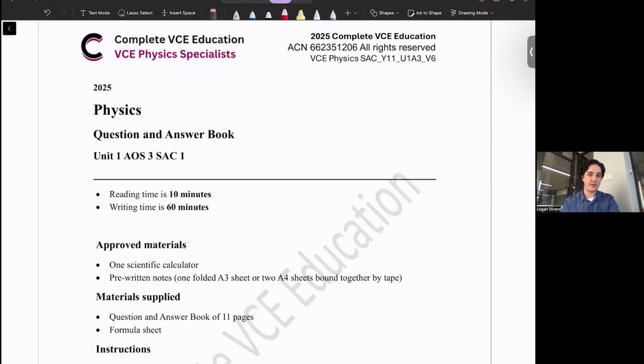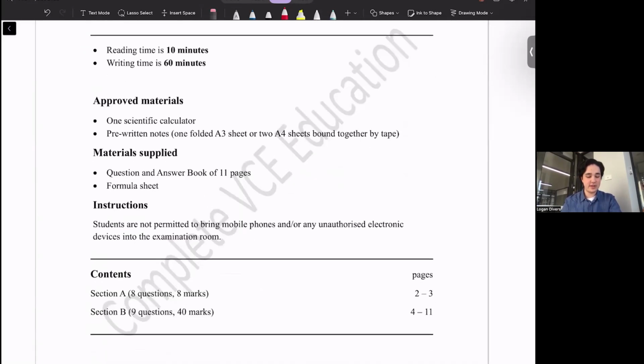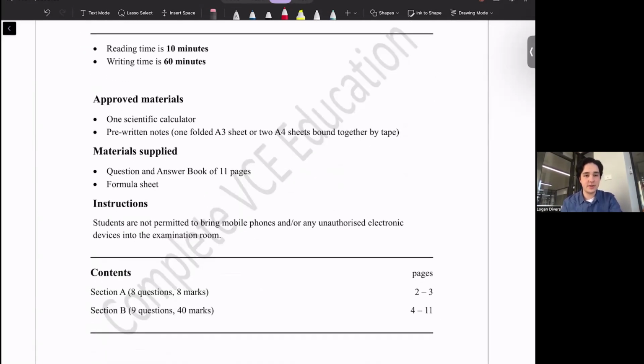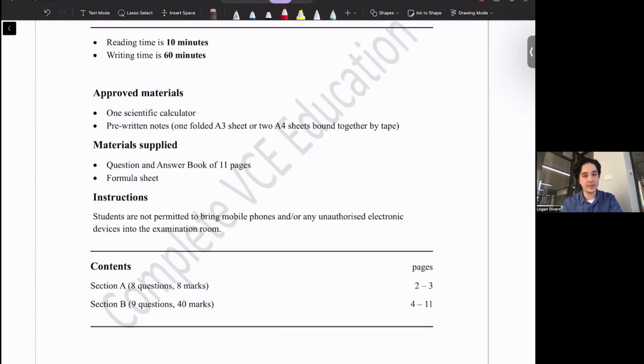So here we have our cover page. It's a pretty standard cover page. So you get in our mock SAC 10 minutes of reading time and 60 minutes of writing time. Of course, I'd recommend you try and attend the SAC beforehand using the download link available, and then come back and refer to this video afterwards for the correct solutions.